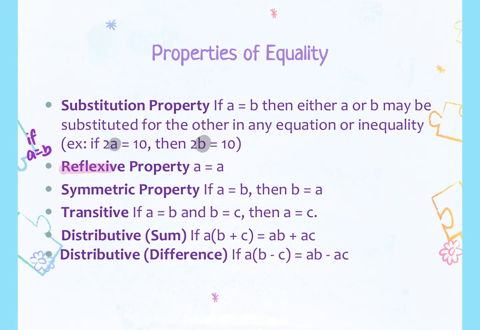The reflexive property says anything equals itself. If you think about it, if you were looking at your reflection, you should be staring back at you, right? Anytime something is equal to itself, we say that's the reflexive property. The symmetric property just reverses the order. If A equals B, then B equals A. If x equals 3, then 3 equals x. All of that would be the symmetric property.